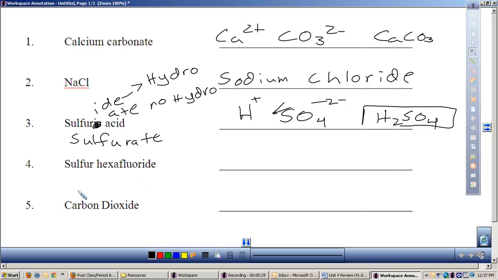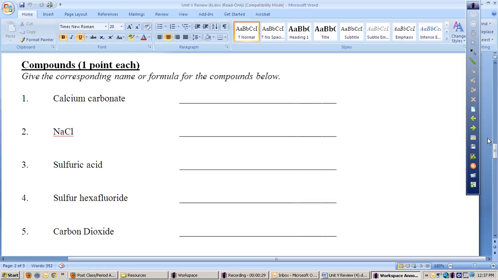Alright, sulfur hexafluoride. This is a covalent compound, so we deal with prefixes. Now, if I don't see a prefix out in front, that means it has a subscript of 1. So I write down sulfur and then fluoride, and the hexa is 6. Refer back to your notes for the prefixes. It's going to be the same thing for carbon dioxide, so CO2. Alright, moving along.